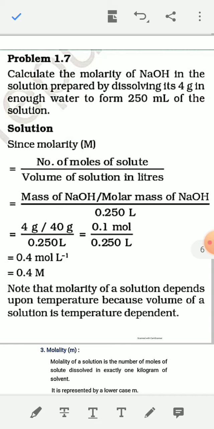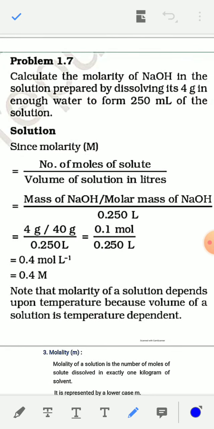To calculate molarity of a solution, first you have to calculate number of moles. And how to calculate number of moles? Number of moles, which is represented by small n, is equal to mass of the substance or solute, which is represented by W, divided by molecular weight of the solute, that is M. W by M is the number of moles of the solute.